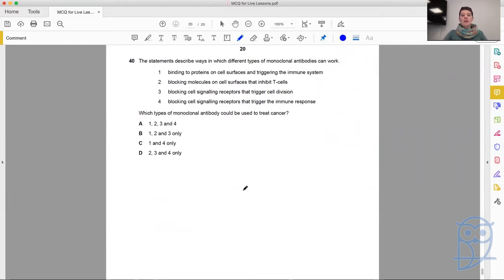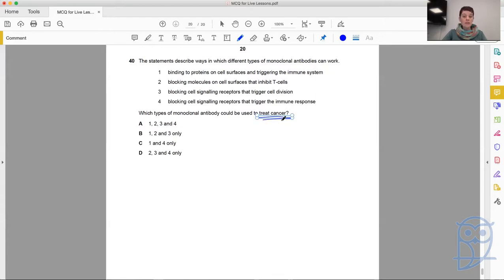The statements describe ways in which different types of monoclonal antibodies can work. They can bind to proteins on cell surfaces and trigger the immune system. They can block molecules on cell surfaces that inhibit T cells. They can block cell signaling receptors that trigger cell division, and they can block cell signaling receptors that trigger the immune response. Which types of monoclonal antibody could be used to treat cancer?